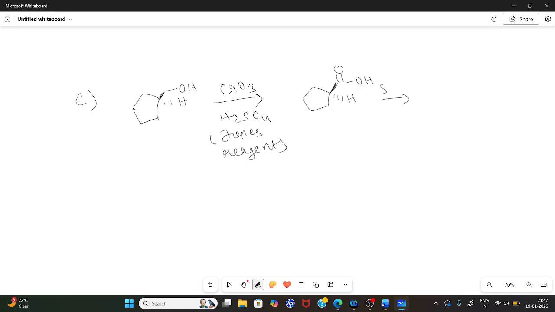Followed by that, SOCl2, it's a good chlorinating agent, popularly known as the Darzens reagent. So you convert it to acyl chloride. Okay. And followed by that, they are adding diazomethane.